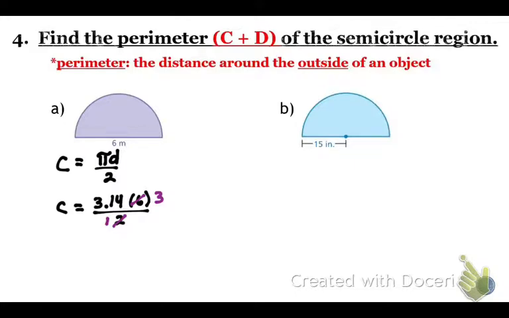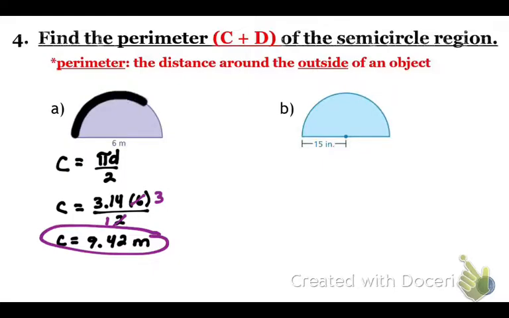Michaela, what do you get? 9.42. Okay, 9.42. So this is the circumference of the rounded part of our circle. Basically, this portion up there is what we just discovered, 9.42 meters.